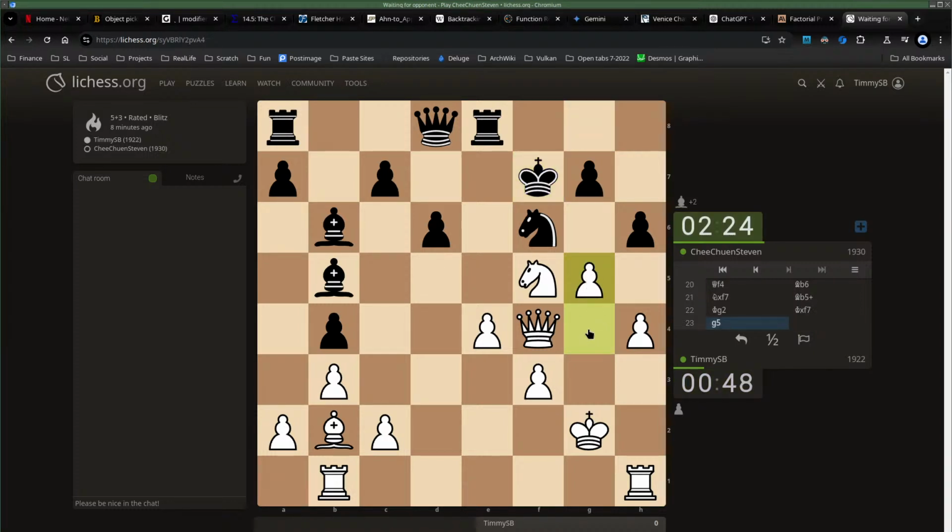Yeah, the why not move. And there's my open file. How beautiful is that? I think it was totally worth the sacrifice. Don't have time left though.